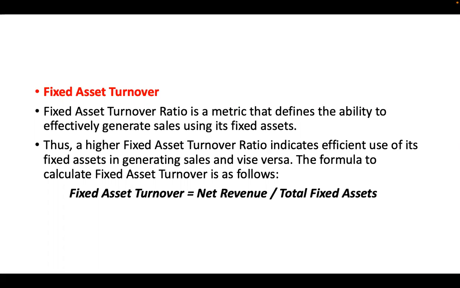Now here is the formula written on the board. You can see the formula to calculate the fixed assets turnover. Fixed assets turnover is equal to total revenue generated by a company divided by the total fixed assets. If the fixed asset turnover ratio is high, it shows that we are utilizing our fixed assets in a way that is generating revenue.